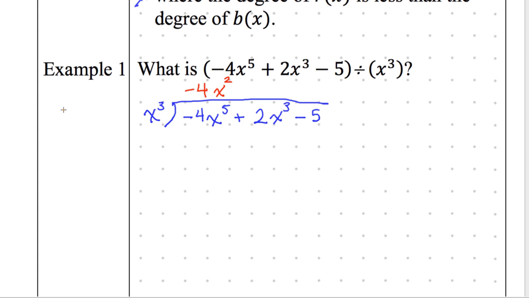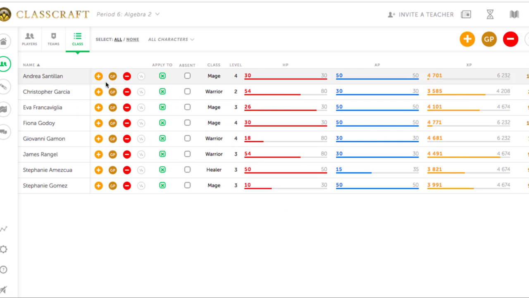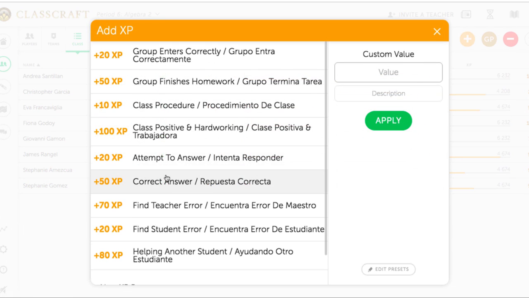Exactly. And another way of seeing it, I'll give you the XP in a sec, is negative 4x to the power of 5 divided by x to the power of 3. That's essentially simplifying to negative 4x squared. That's the number that I'm looking for right there. So if ever you are in doubt, just divide this by that. That's how many times this goes into this. All right. So Gio, there you are. You got your XP.